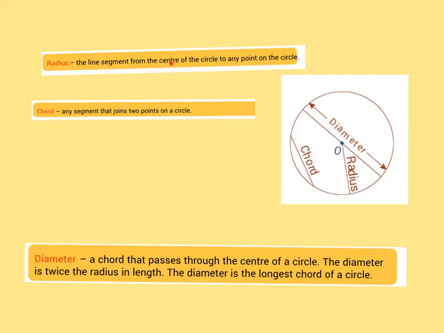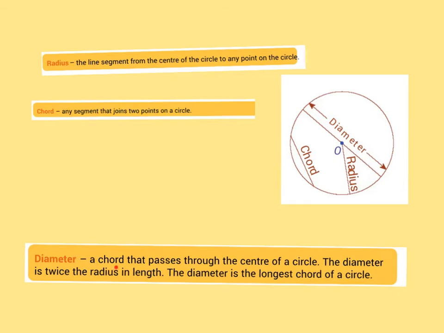So the radius is the line segment from the centre of the circle to any point on the circle. So it comes from the centre point. When we were talking about coordinate geometry of the circle, that centre point is normally at 0, 0. And then the radius is from that centre point to any point on the circle. So if it's from here to here, if it's from here to here, they're always the same length. Okay, that's really important to be able to identify a radius or radii.